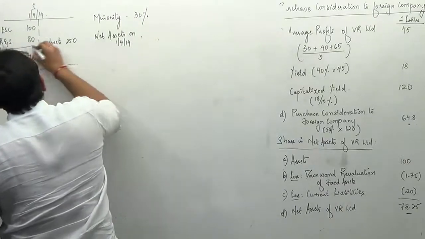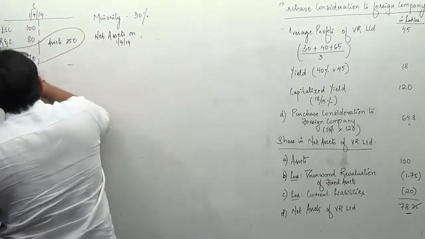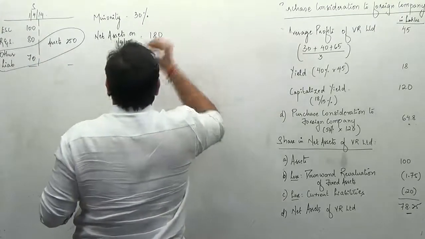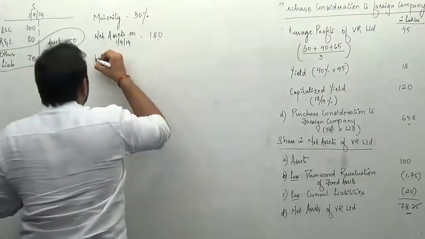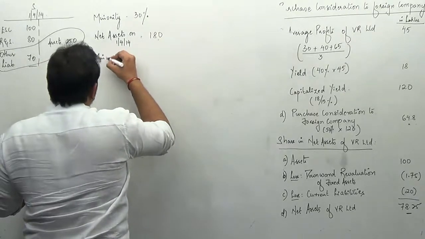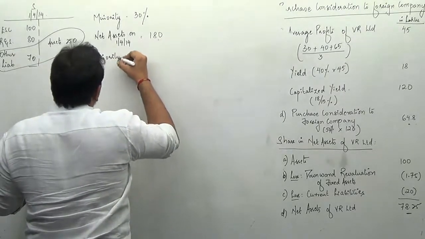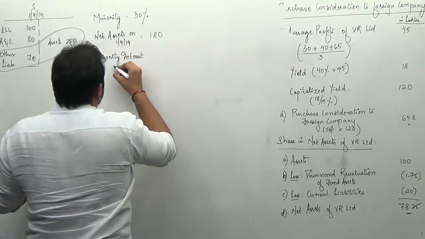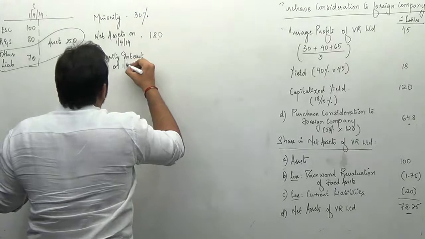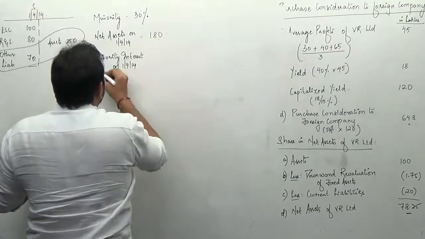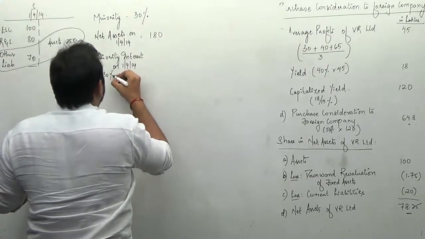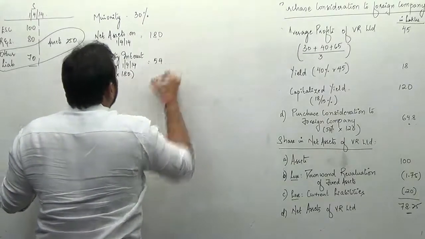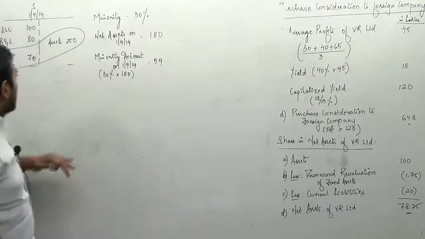Assets minus outside liabilities or other liabilities. Or I can even say equity share capital plus reserve. This is 180. So, if I am talking about minority interest on 1-4-2014, then it will be 30% of net assets, 180, which is 54. Let's go for the next year.